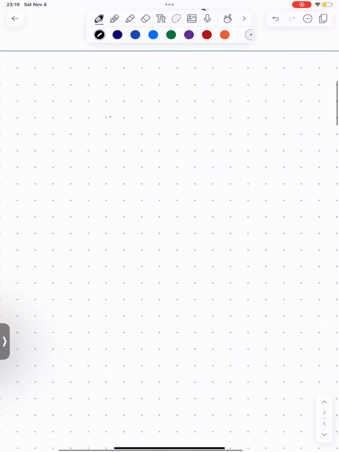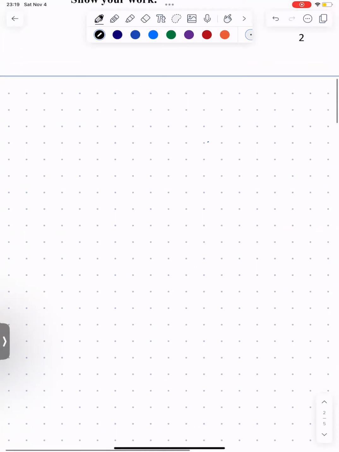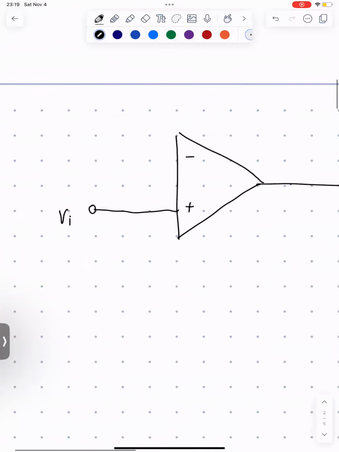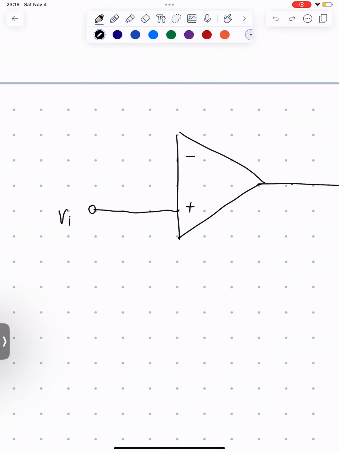Let's first start drawing a diode. Sorry, not a diode, an op-amp. So negative terminal, positive terminal. Let's put this as our input voltage, and put it over here as our output voltage. Now, let's put a ground here so we can get a resistor value out.